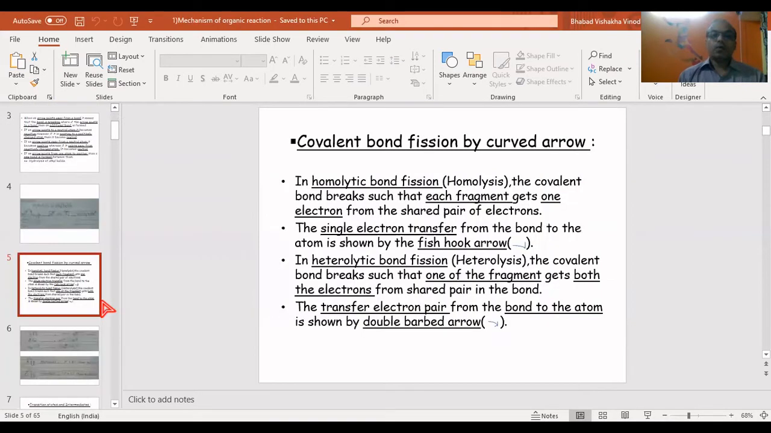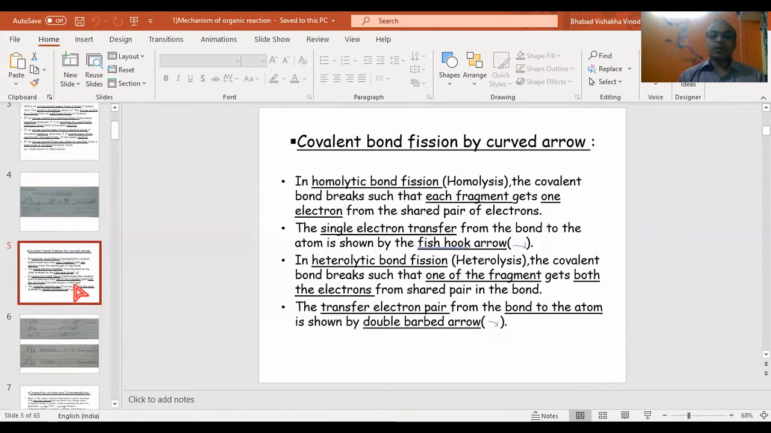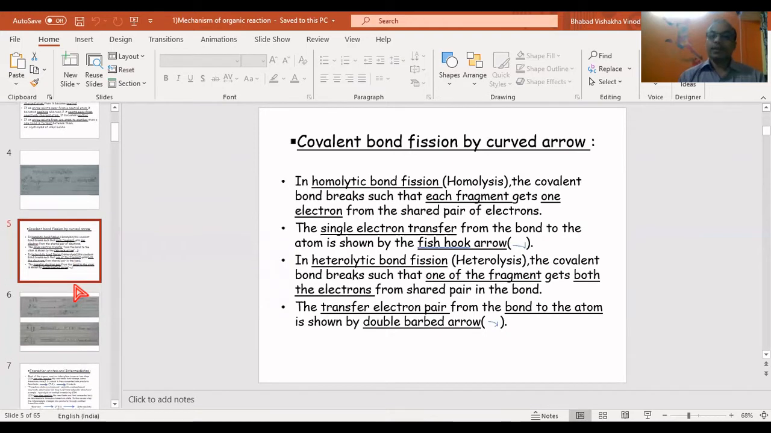Now, covalent bond fission by curved arrows. In homolytic bond fission, that is called homolysis, the covalent bond breaks such that each fragment gets one electron from the shared pair of electrons. The single electron transfer from the bond to the atom is shown by the fish hook arrow. It is shown like this.